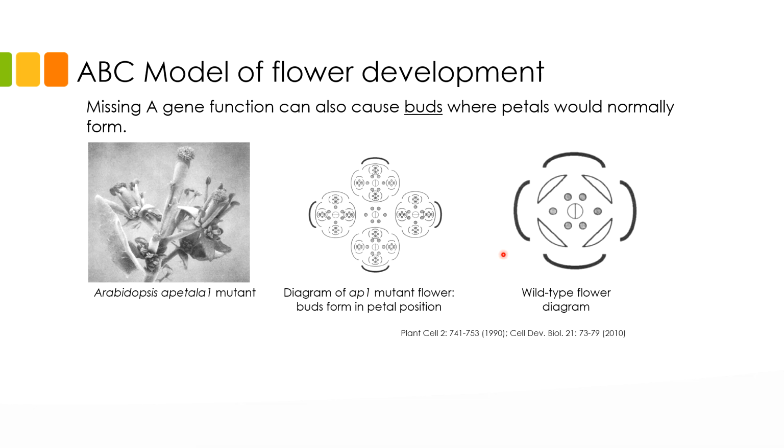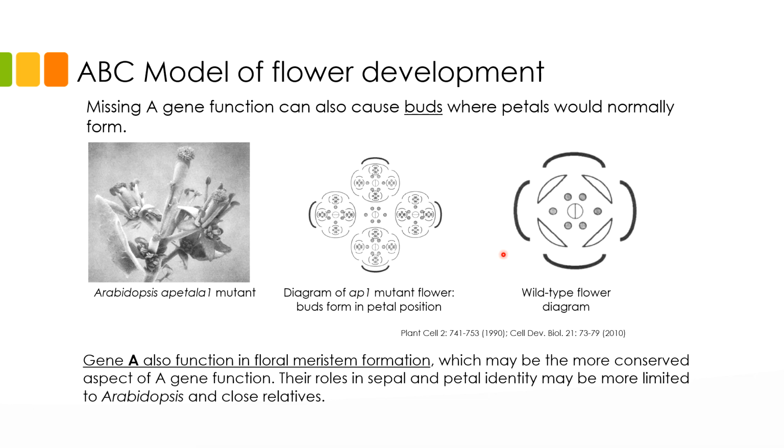These findings in Arabidopsis indicate that gene A can also function in floral meristem formation, which may be the more conserved aspect of the A gene function. The roles of the A gene in sepal and petal identity may be more limited to Arabidopsis and close relatives.